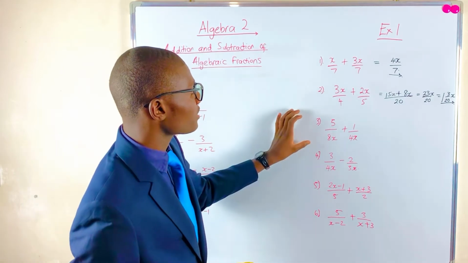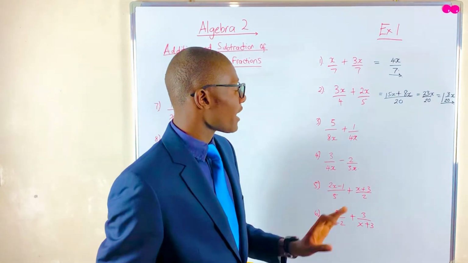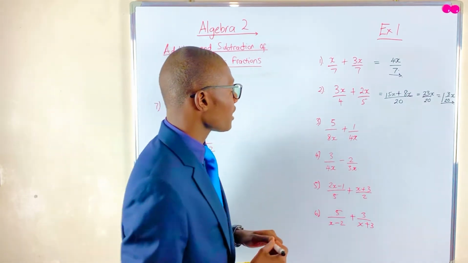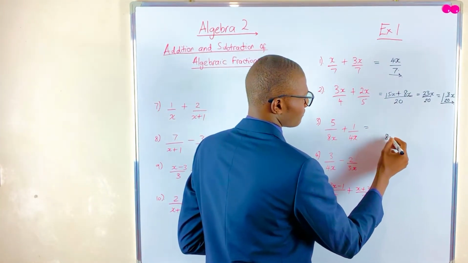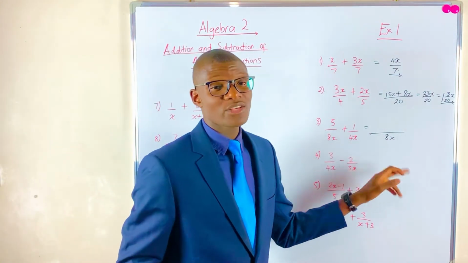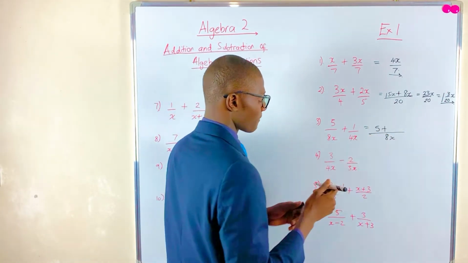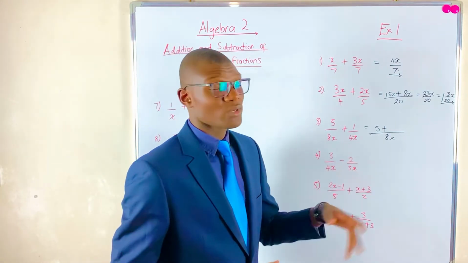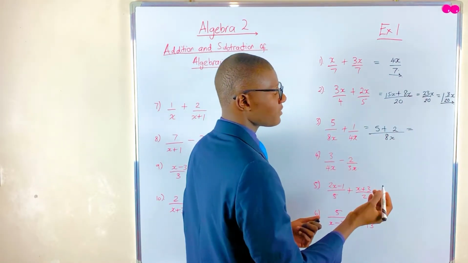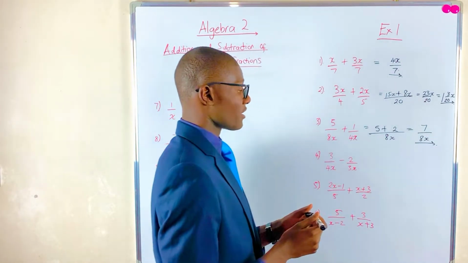Then moving on to number 3, we've got 5 over 8x plus 1 over 4x. The common denominator for 8x and 4x definitely would be 8x. So we shall say over 8x. Then 8x into 8x, we get a 1. 1 times 5, we get a 5. Then plus 4x into 8x, we get a 2. That's 2 times the 1, we get a 2. And then 5 plus 2, we know we get 7 over 8x. So that will be the final answer.